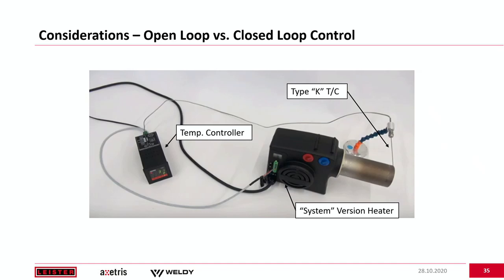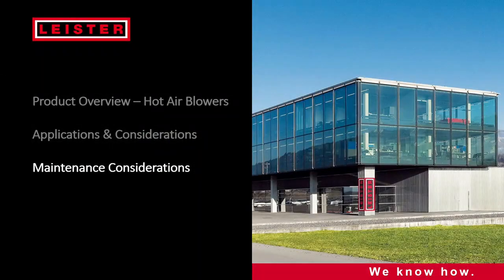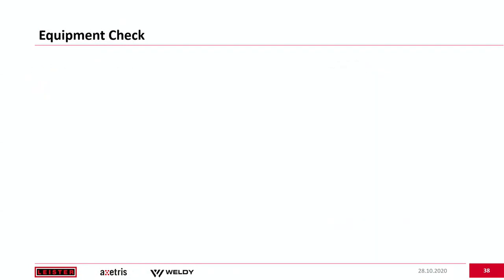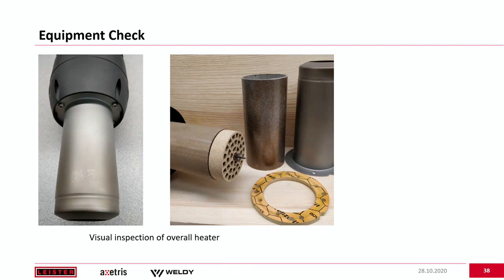Now, some maintenance considerations, things to think about to keep your tools running longer. A basic equipment check is a good place to start. So doing a visual inspection of the overall heater, right? So taking the time out to take a look at the heater, you want to make sure that there's no dust, debris, things that are being built up over time.